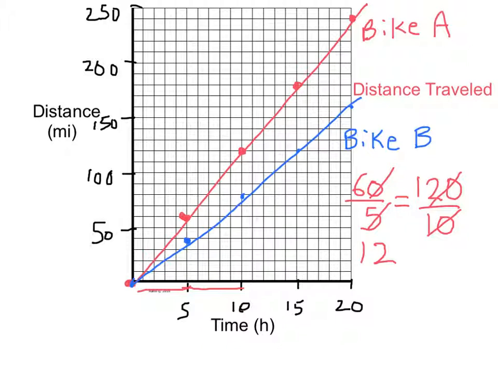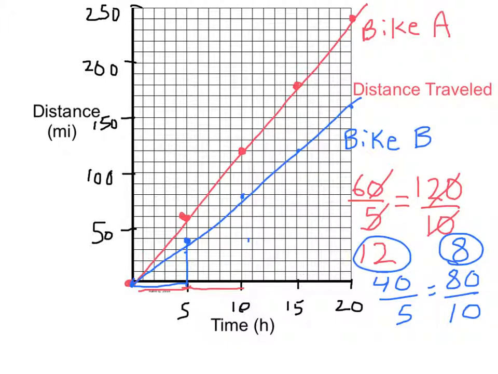Now let's look at bike B. Bike B, after 5 hours, travels a distance of 40 miles. And again, it's a straight line, so after 10 hours, it travels 80 miles. So what would be the unit rate or the rate of change for bike B? Well, if you said 8 miles per hour, you would be correct. Let me write that.